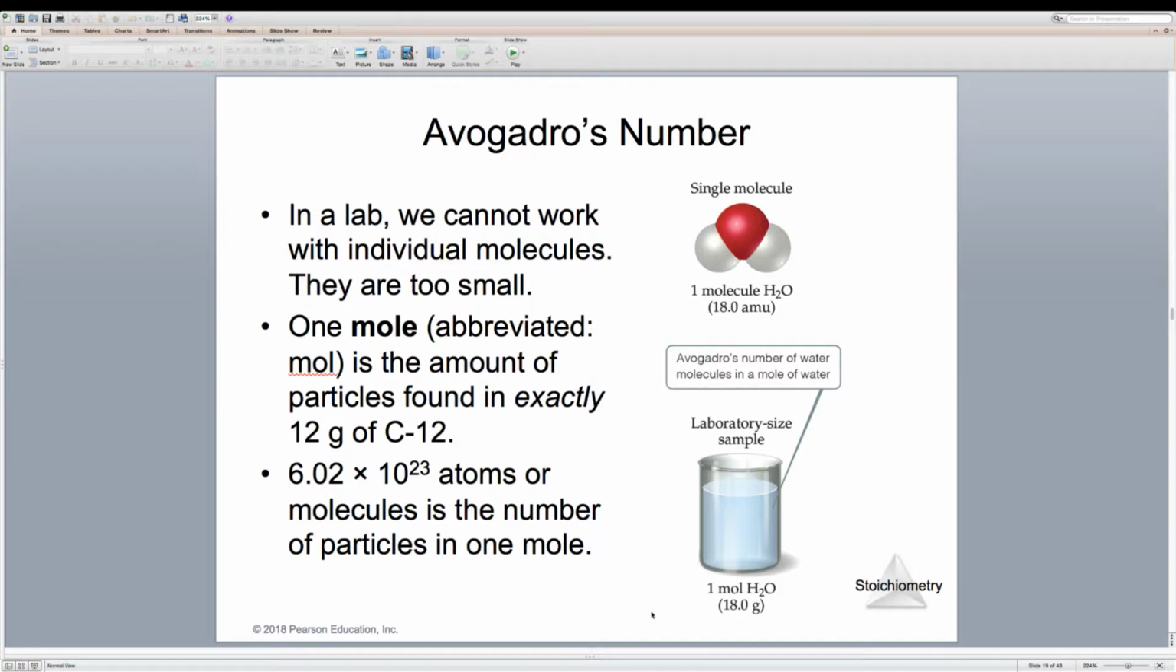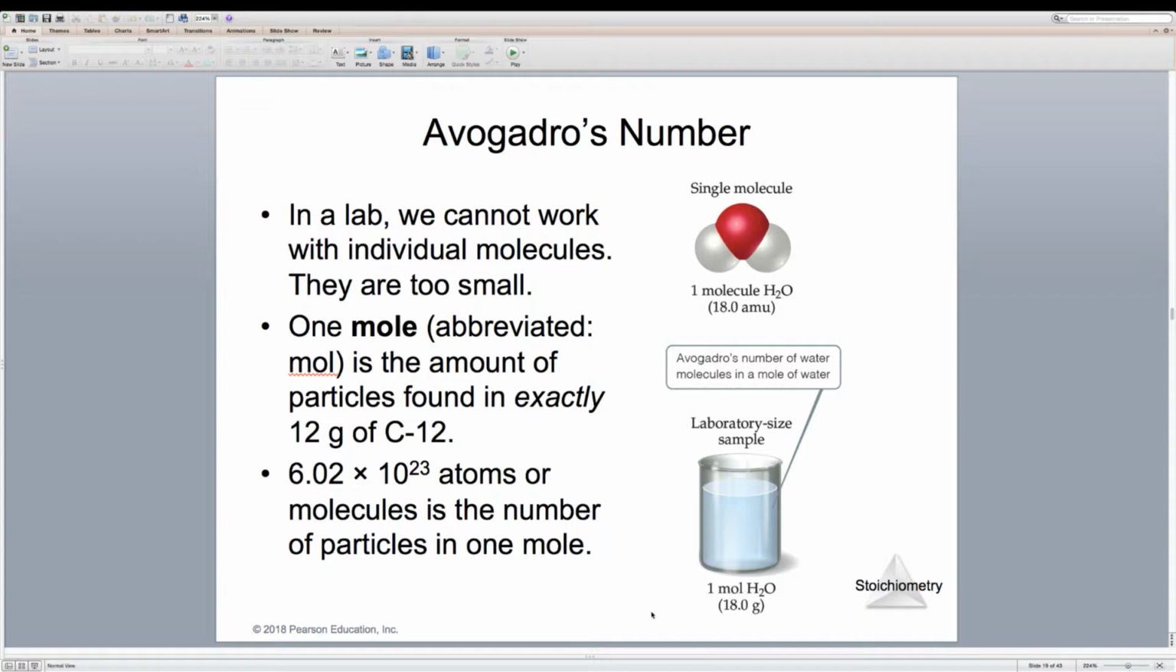And you will see that abbreviated MOL without the E. This is the amount of particles found in exactly 12 grams of carbon-12. And we'll get into some more nuclear chemistry a little bit later, but this number, you got to know it. You need to recognize it. You need to be able to use it. It will be given to you on your reference material, but 6.02 times 10 to the 23 atoms or molecules, if we're dealing with a molecule, is the number of particles in 1 mole of any substance. It does not have to just be chemical, but it is the number of things, atoms or molecules, in 1 mole.